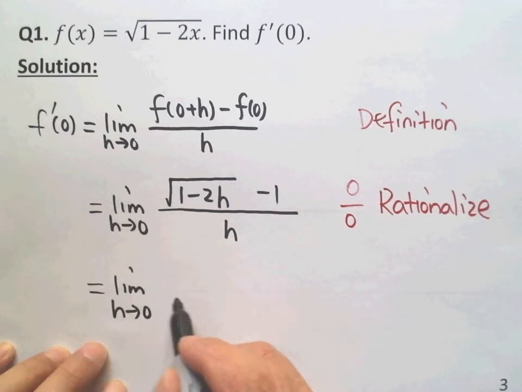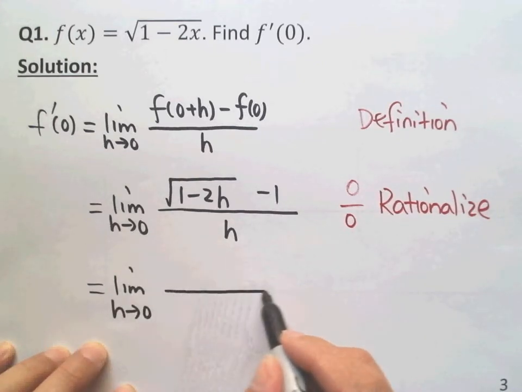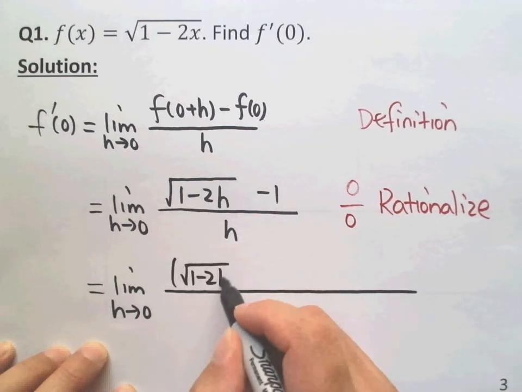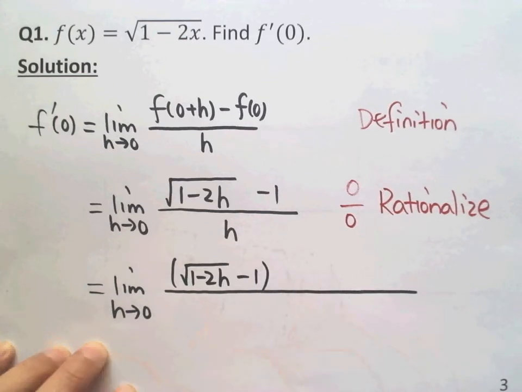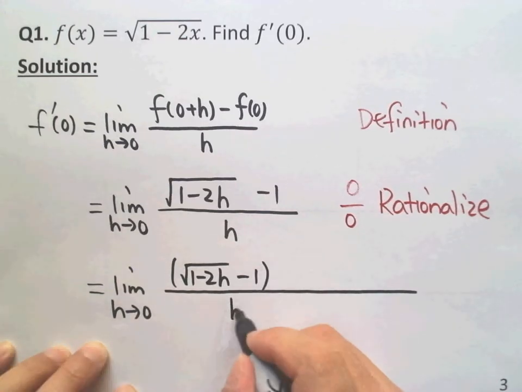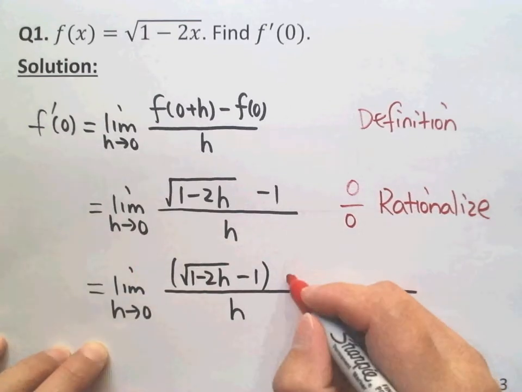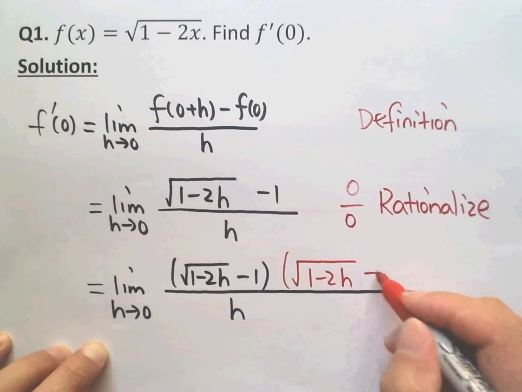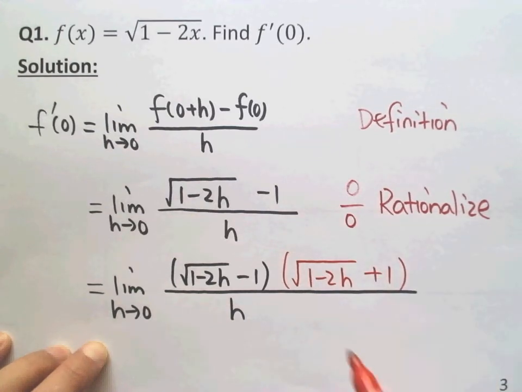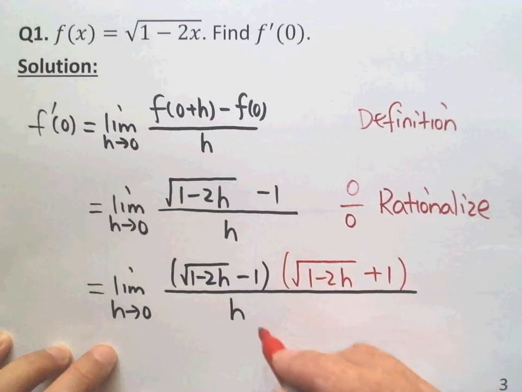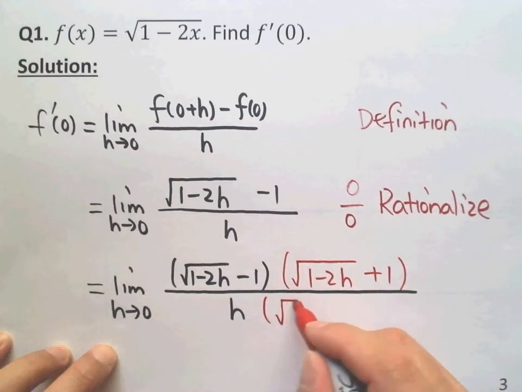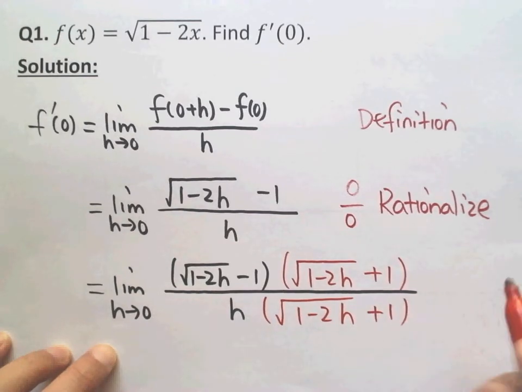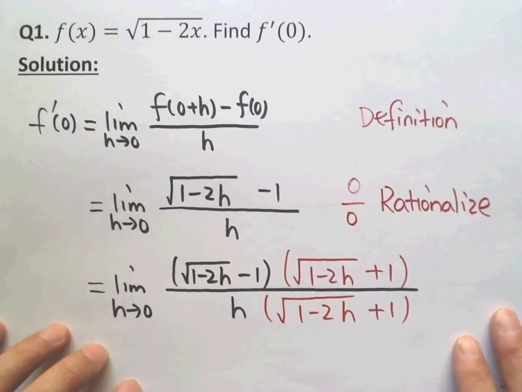It's very similar to the original, right? Let me write a little bit longer. That's the original: square root of 1 minus 2h minus 1, over h. We have to multiply by the conjugate. This is the conjugate: square root of 1 minus 2h plus 1, right? Okay, and then since we multiply the numerator, we also need to multiply the denominator by square root of 1 minus 2h plus 1. Okay, so now what do we do to simplify?